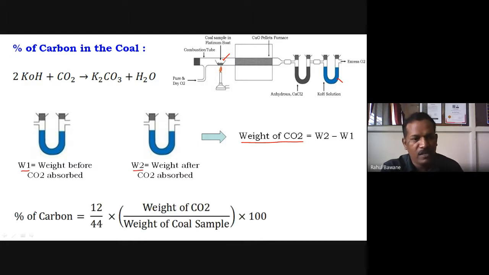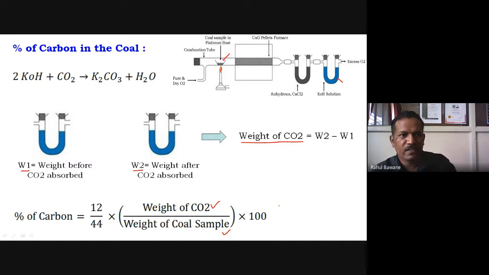For this, the formula is percentage of carbon is: for this much weight of CO2, we know that carbon required is 12 by 44. So 12 by 44 multiplied by weight of CO2 divided by weight of that coal sample, multiplied by 100, so we get a percentage.